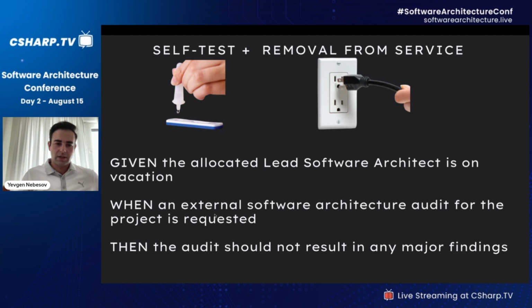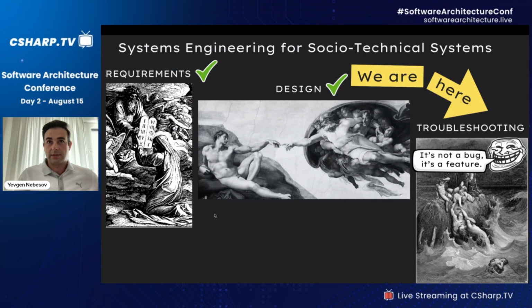So what we can do, we send Cassandra on vacation or just wait until she goes on vacation and then request the audit and see how the audit results. And then we have either a green or red test case, and if it's red, we can change the system design to address this issue.